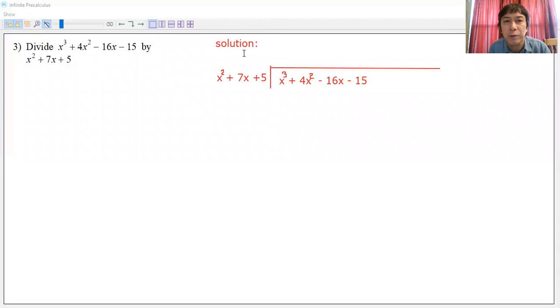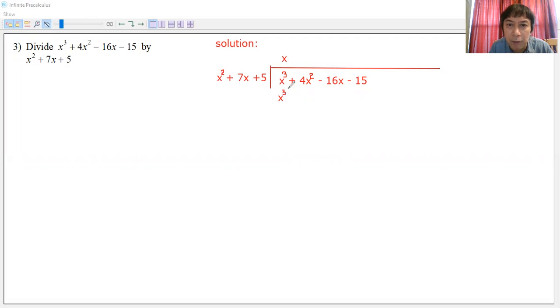x cubed divided by x squared is x to the 1, and we're going to write x to the 1 exactly on top. So it will be over here, x. After divide, it's multiplication. We will write the product down here. x times x squared will be x cubed. So this will be x to the 3.